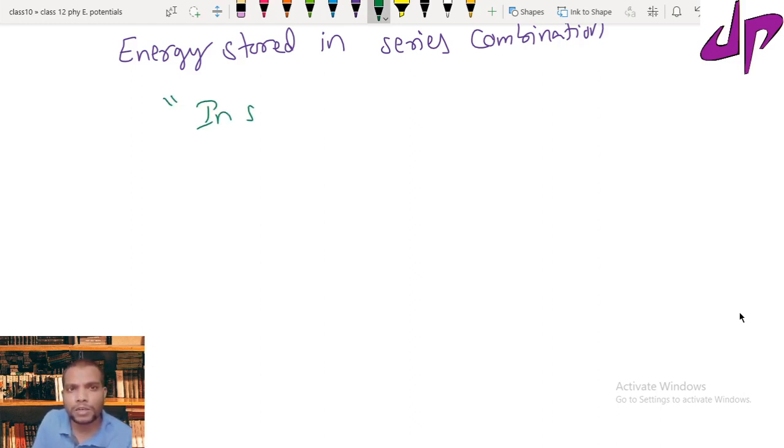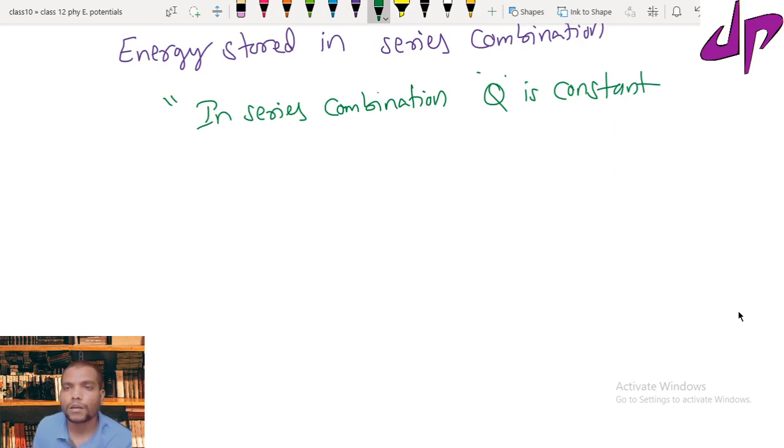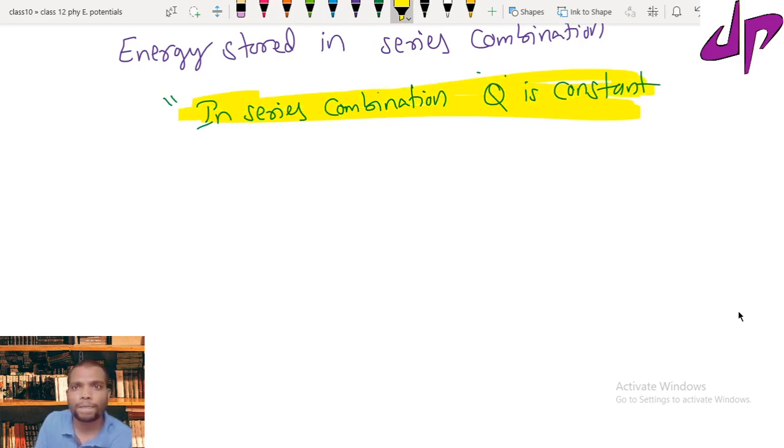In series combination, charge is constant, Q is constant. So in series combination, Q is constant. By taking this statement, how can we replace that?